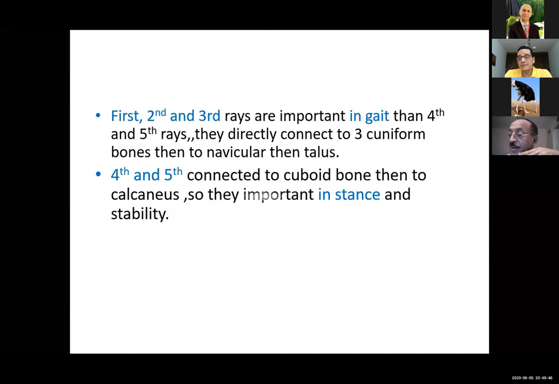The first and second rays are important in gait. Then the fourth, and this point is very important. We must know this point for amputation later, or for many debridements or arthrodesis like that later also.